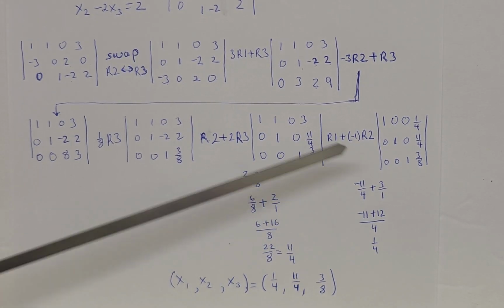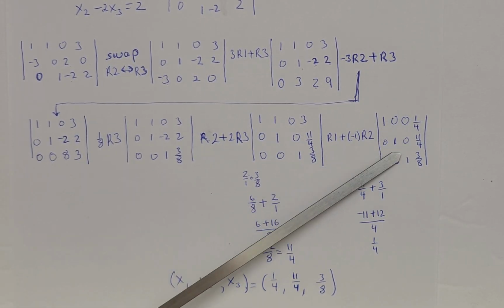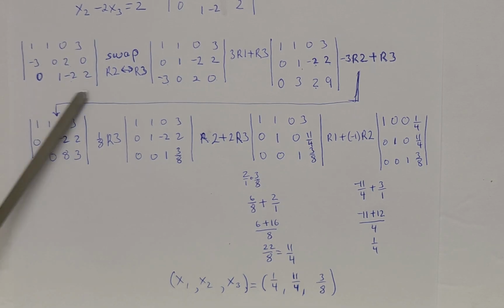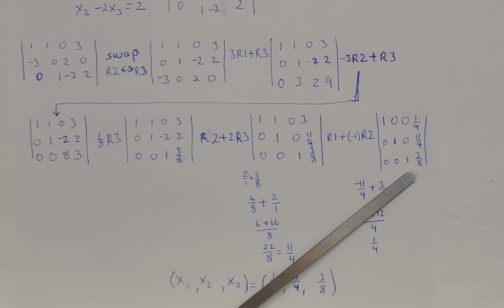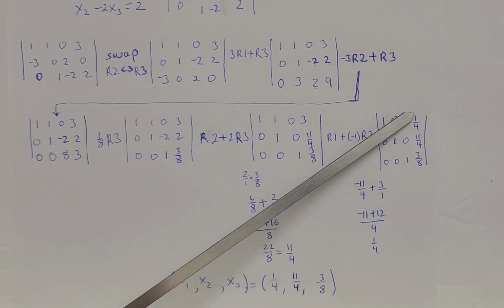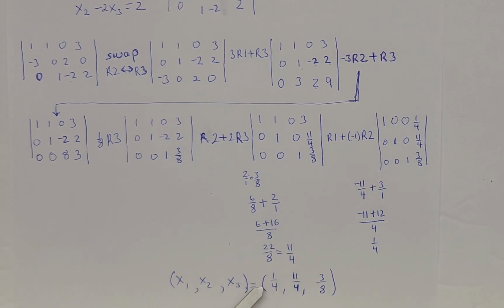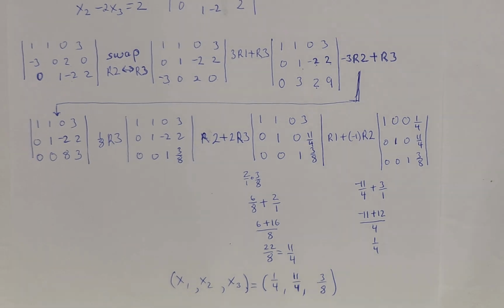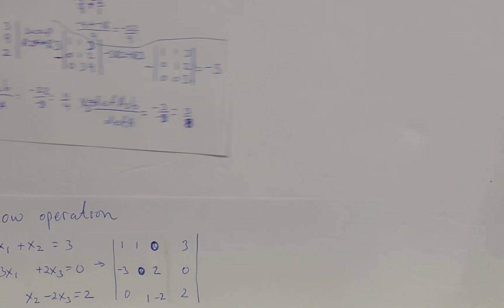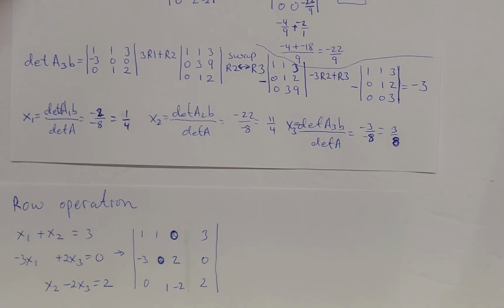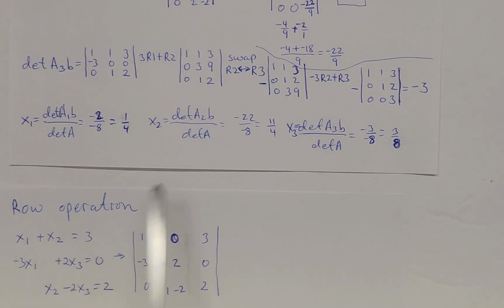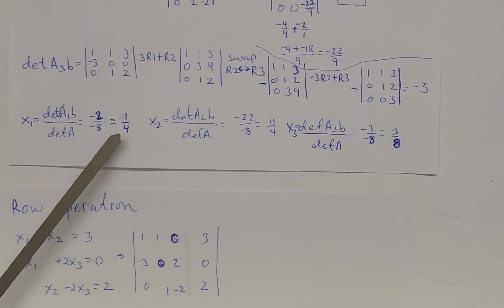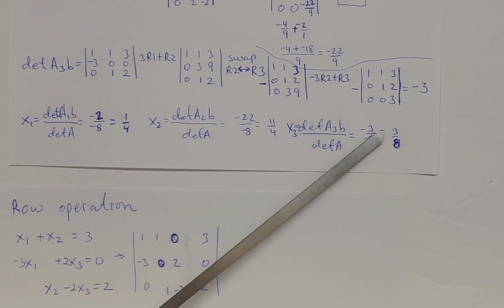Okay, so one more time. Once you get to this, then you are done. Change the original matrix into this form, then you are completely done. No more solving. The last column will be the solution, which is 1/4, 11/4, and 3/8. And as you can see, row operations also give you the same solutions as when I used Cramer's rule, okay? So 1/4, 11/4, and 3/8.